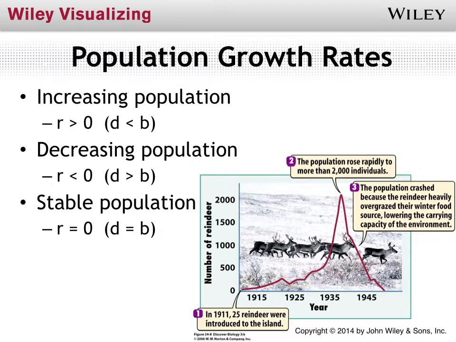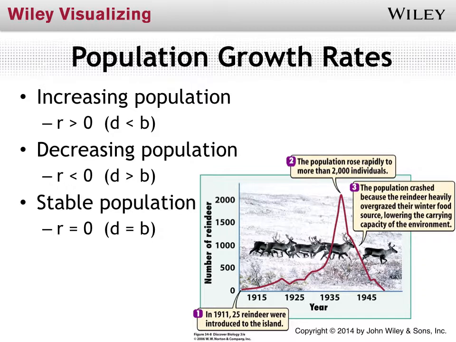So again, an increasing population means basically a positive growth rate, decreasing means a negative growth rate, and a stable population, basically birth and deaths are equal to each other. This image on the page here shows an example of real population data, in this case for reindeer, going back to 1911, when originally 25 reindeer were introduced to the island.